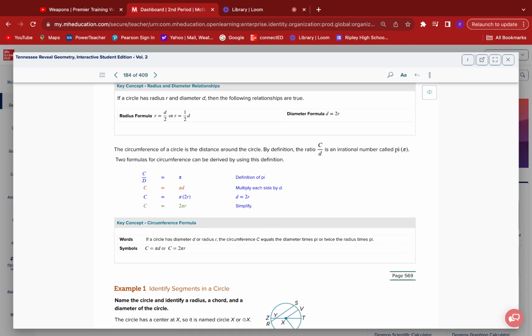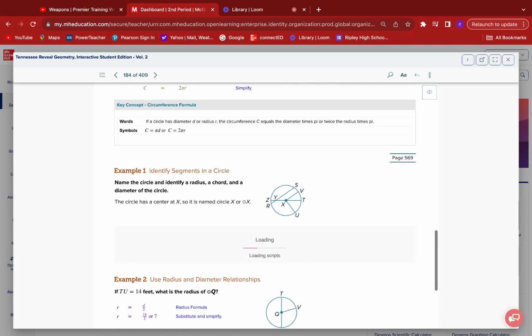And if you've never been taught this, it doesn't matter what size the circle is, you always say the circumference of whatever circle you're talking about divided by the diameter. And what you end up with is 3.1415962, and so on. All right, so let's get into example number 1.